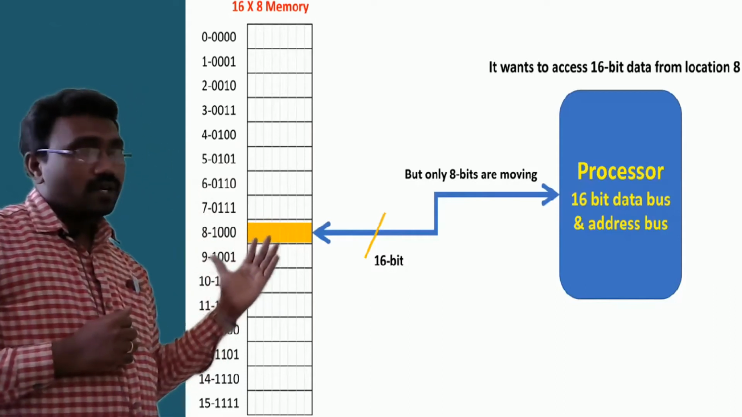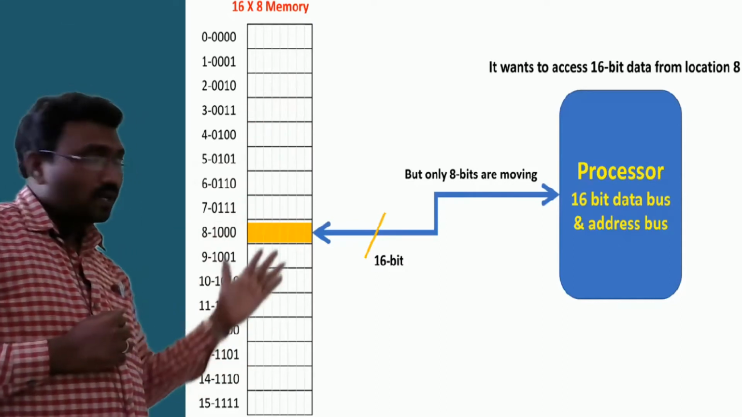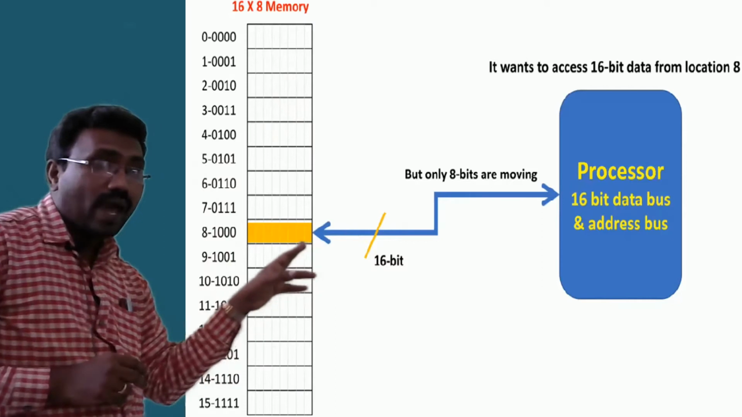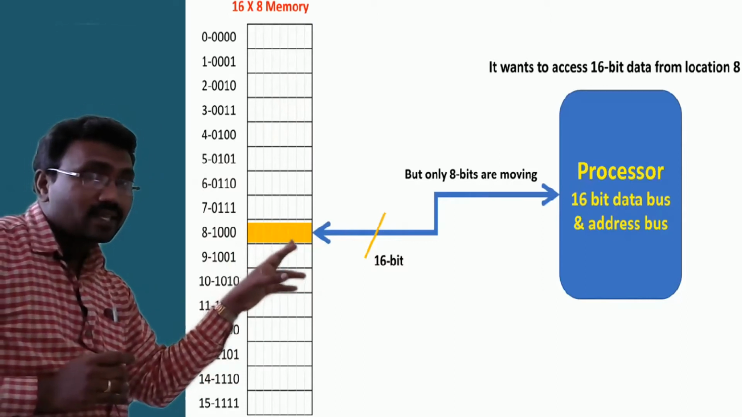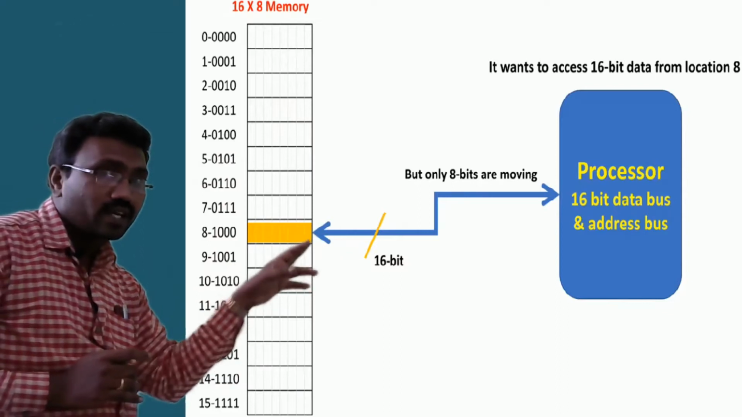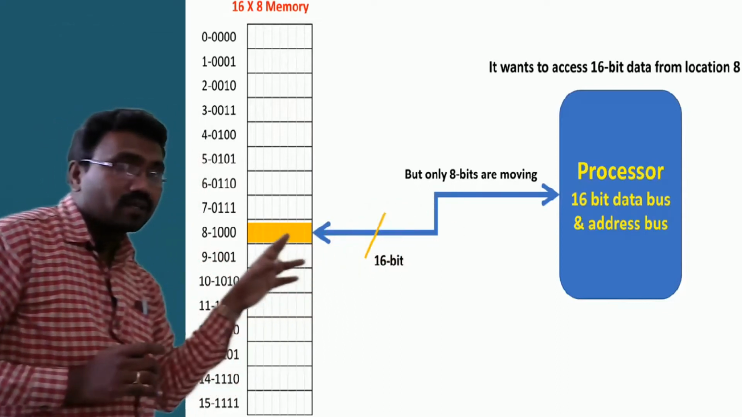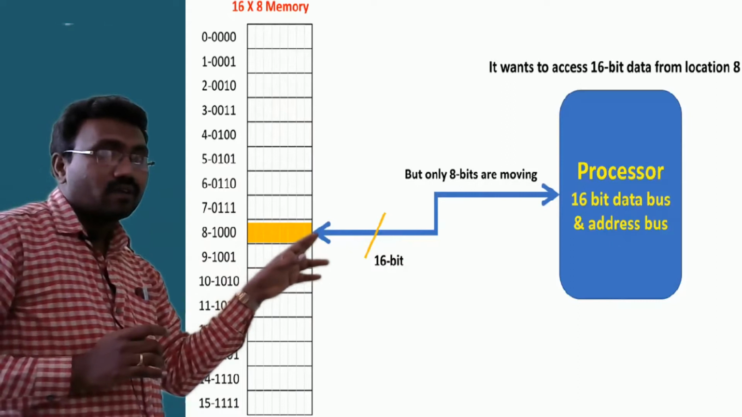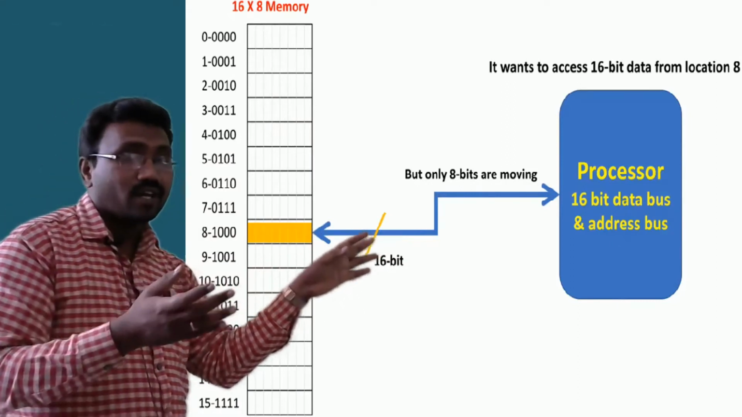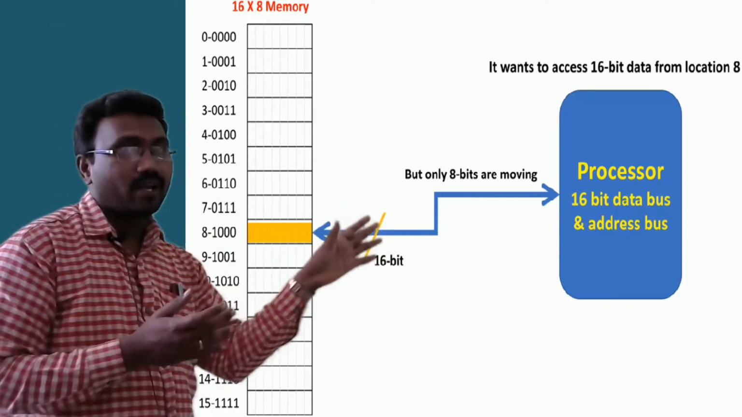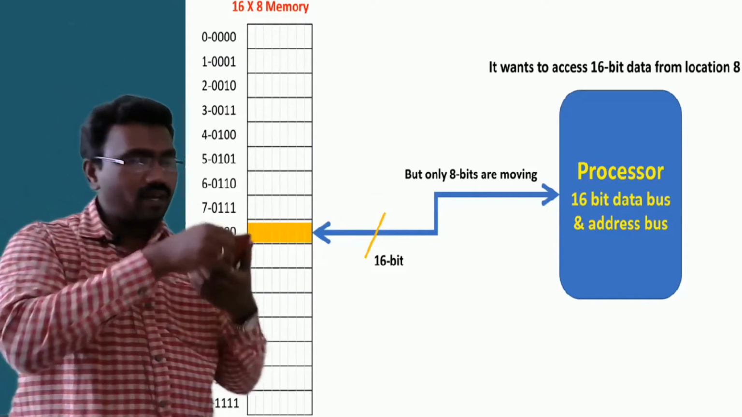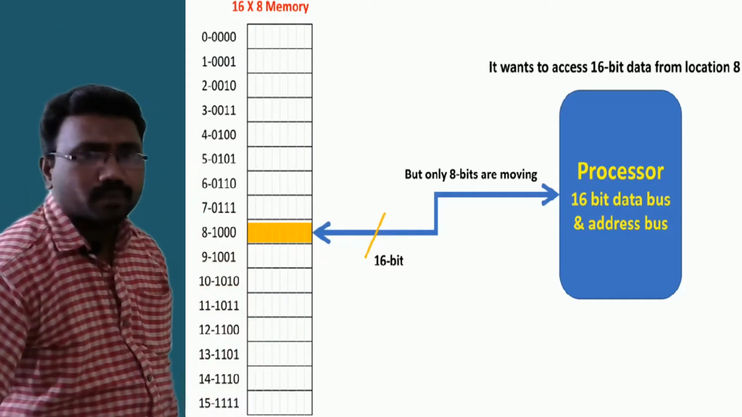So if there is no banking, in this case 2 memory cycles are required. The first memory cycle accesses the 8-bit data in the 8th location. In the first clock cycle only 8 bits are moving from the 8th location. Even though 16 data lines are there, we are using only 8 data lines. Why? Because there is no banking. All the memory locations are available in a single memory chip.